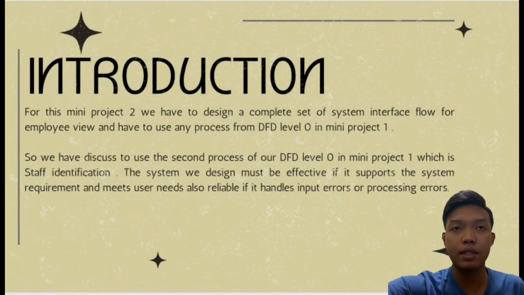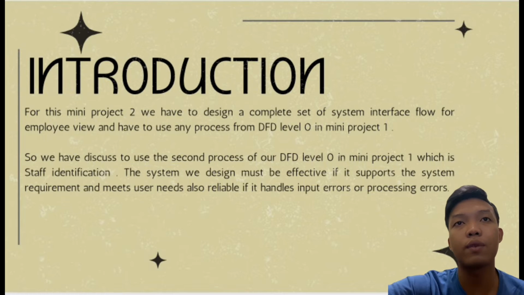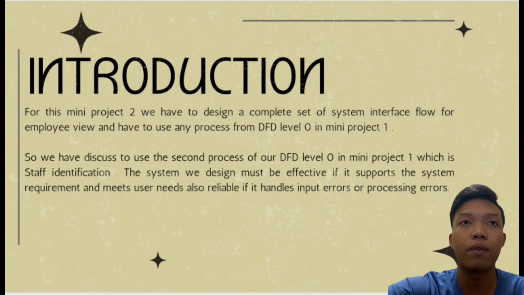Okay, for the introduction, for this mini project 2, we have to design a complete set of system interface flow for the employee view and use any process from DFD level 0 in mini project 1. So we discussed using the second process of our DFD level 0 in mini project 1, which is staff identification. The system we design must be effective, meaning it supports the system requirements and meets user needs, and also reliable, meaning it handles input errors or processing errors.